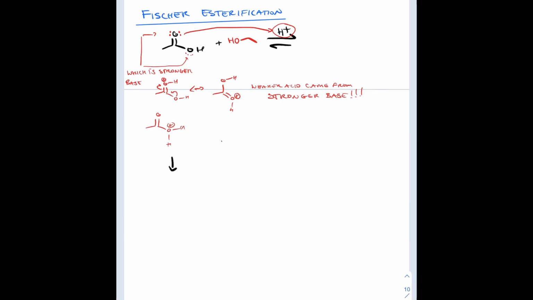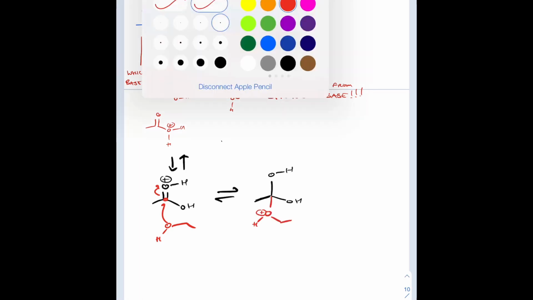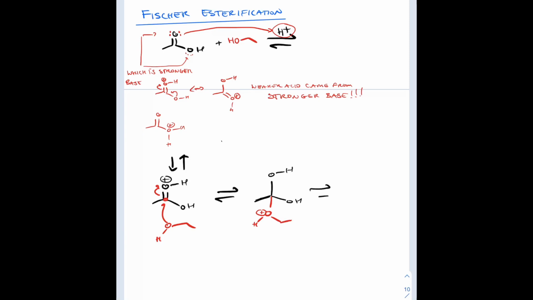So let's do that. Let's protonate. Once we protonate, we end up with an oxonium intermediate that makes the carbon very susceptible to nucleophilic attack by what? The nucleophile, the alcohol, that attacks. We get a tetrahedral intermediate with an oxonium on that alcohol that we added.